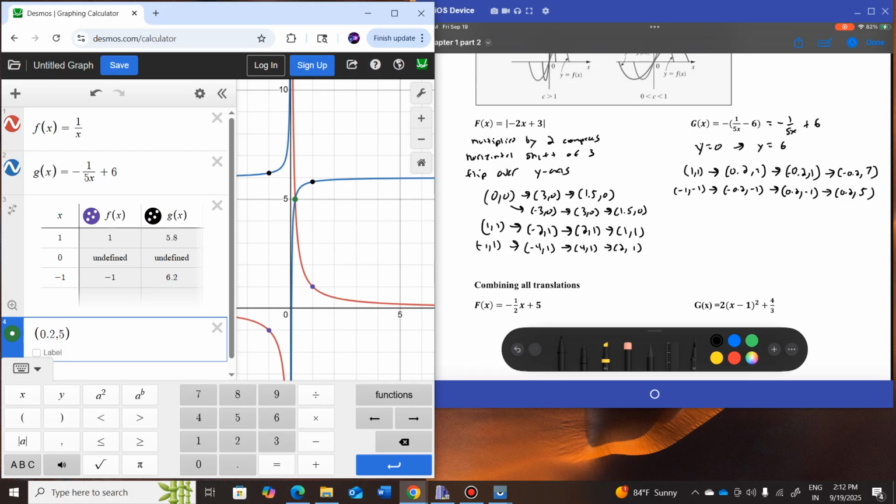Alright, so you have to remember to take away the parentheses to help do this. There's different things going on too. We have the flip over y-axis, the horizontal shrink, and then the vertical shift of 6 units.